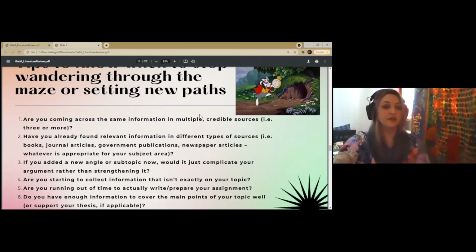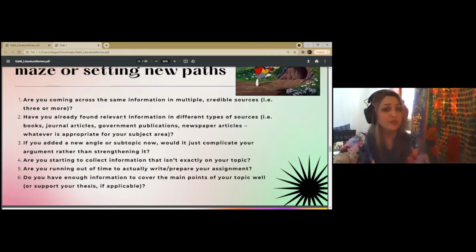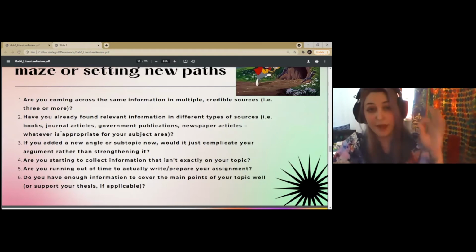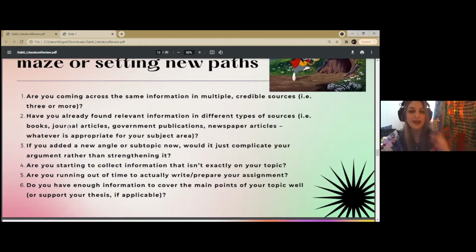Are you coming across the same information more than once? Have you already found some relevant information in different types of sources? If you added a new angle, subtopic, or basically a path, as we're saying now, would it actually complicate your argument or strengthen it? I think this is the most important one I would give you. Finally, are you collecting information that's off topic? We've already set the paths to help you avoid that.